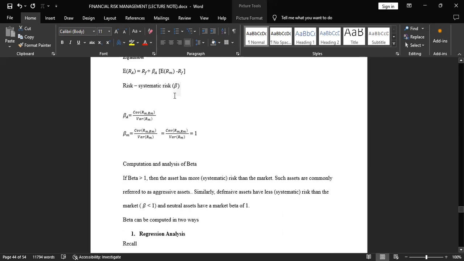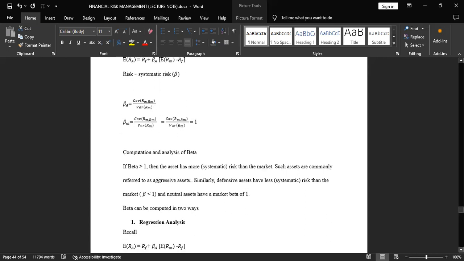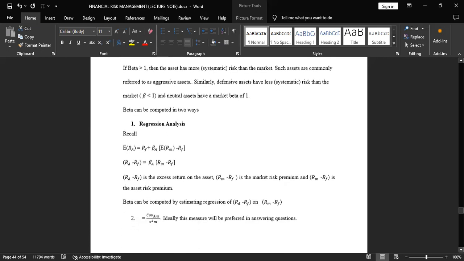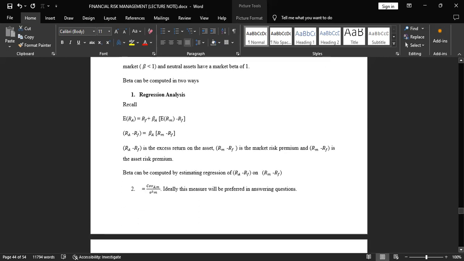Now beta can be calculated using various means. I've told you that when beta is greater than 1, it means the asset you are investing in is riskier than the market. If it's less than 1, it's less risky than the market. And if it's exactly 1, then it's as risky as the market. Are we okay? Now there are various ways of computing beta.